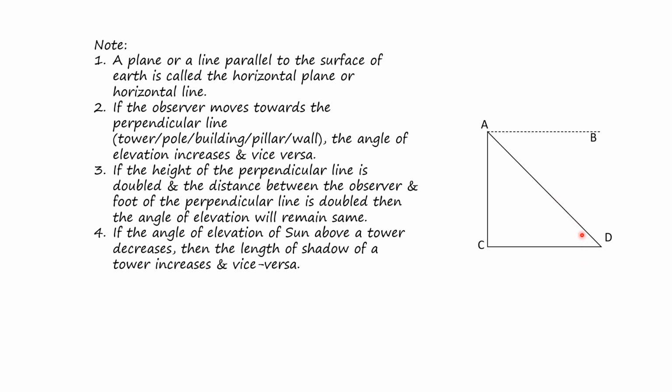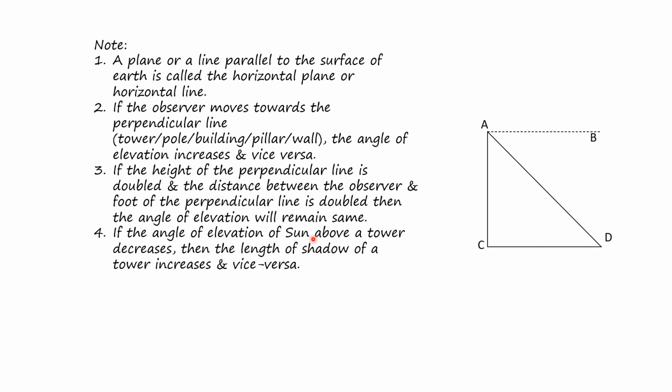If the angle of elevation decreases, that means if D decreases, that means if the sun comes to this side, then obviously the angle of elevation will decrease. That means the length of CD will increase. But what is CD? CD is nothing but the shadow. The shadow will increase, and this is what they are saying.